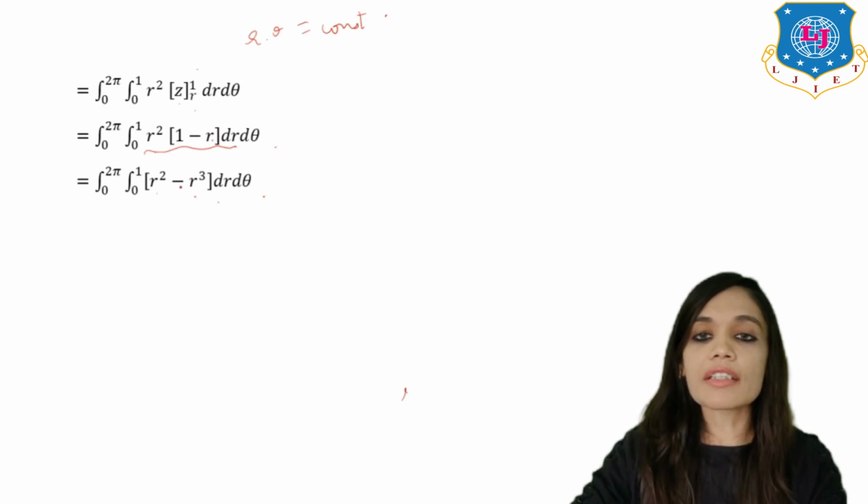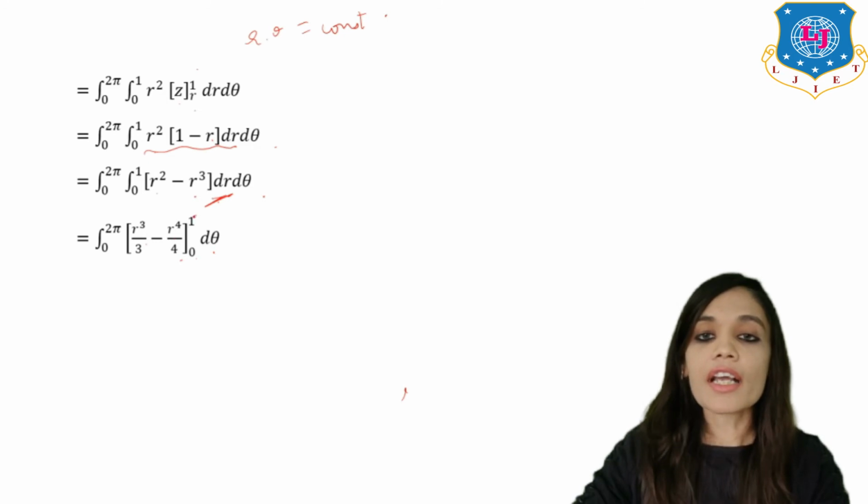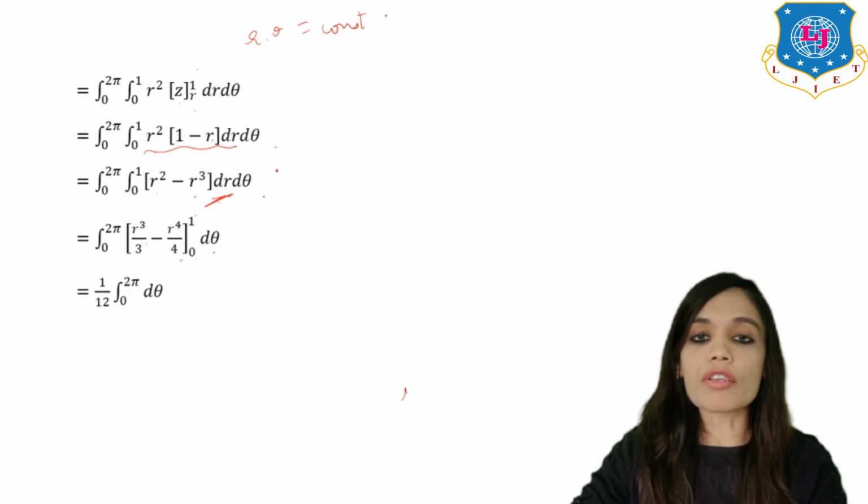Now let us integrate this with respect to r. So integration will be r cube by 3 minus r raised to 4 upon 4 from 0 to 1, d theta, right? Now if we put the limits, firstly we will put 1. So what will we get? 1 by 3 minus 1 upon 4. And if we put 0, the whole term will go to 0. Now simplify this. So what will we get outside? 1 upon 12.